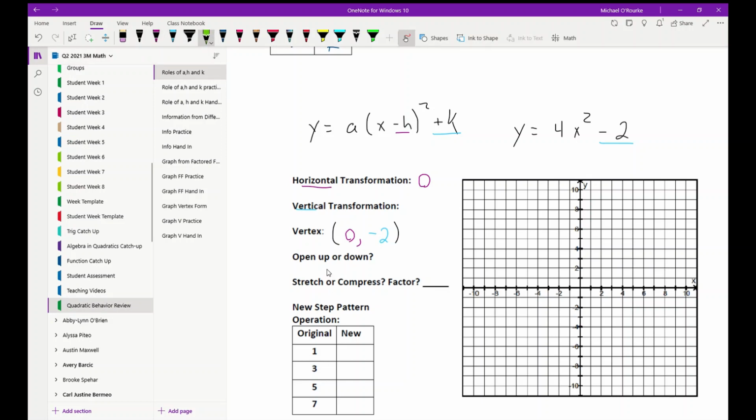Now if we're looking for open up or open down, is it a plus or a minus? It's a plus, so it's going to open up, it's a +4. Now our stretch compression number is our a value here, which is 4. So we're going to multiply everything by 4: 4, 12, 20, and 28. Now if I wanted to sketch it, 0, -2. That's where it's going to be right there.